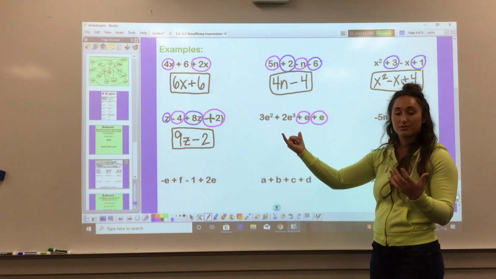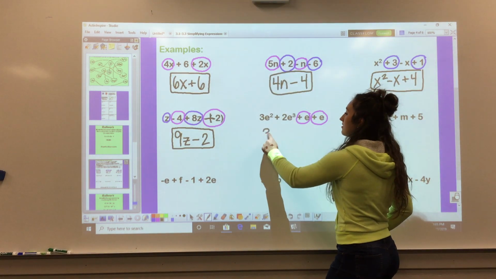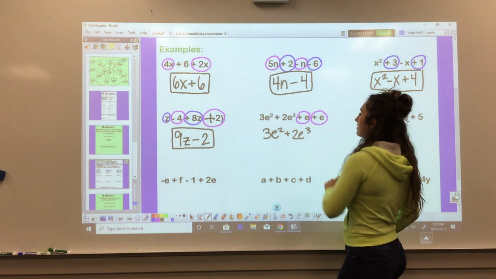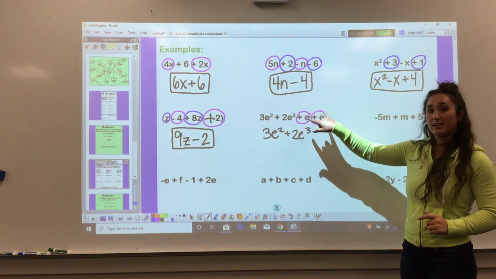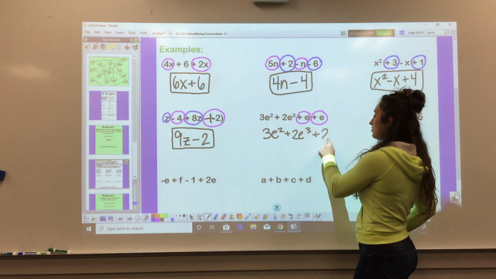These two, there's no like terms, so I can't combine them. I'm just going to copy them down. 3e squared plus 2e cubed. And then e plus e, combine two positive e's, that's plus 2e.